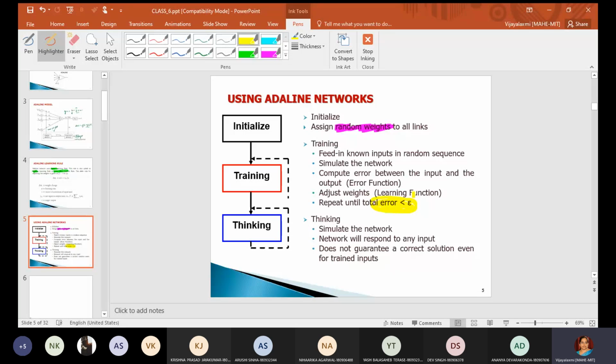Then simulate the network, because the network will respond to any input. And the last point, sometimes it does not guarantee a correct solution even for trained inputs. Whatever examples we take here give you the correct solution, but sometimes it may not. After you do the training, you can test this network whether it is working or not. That also we will discuss. So I'll take up a problem.